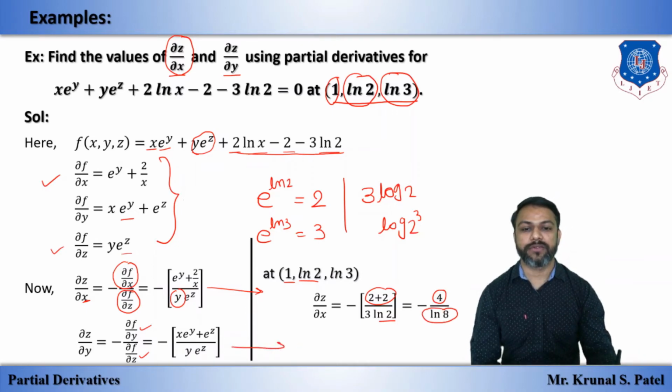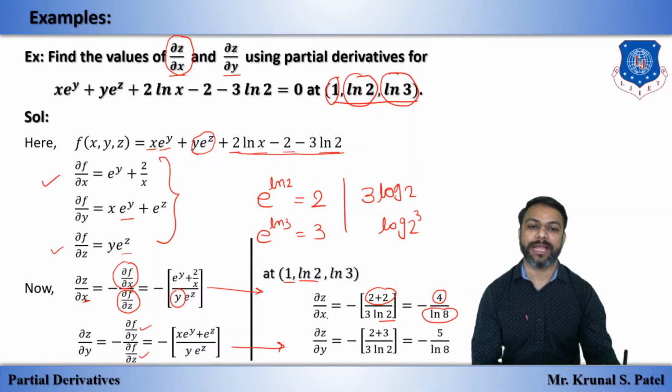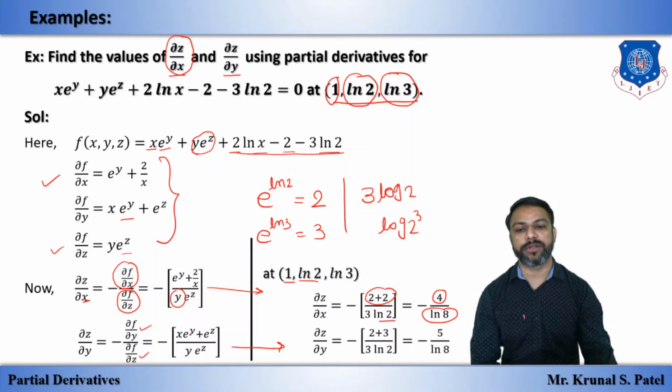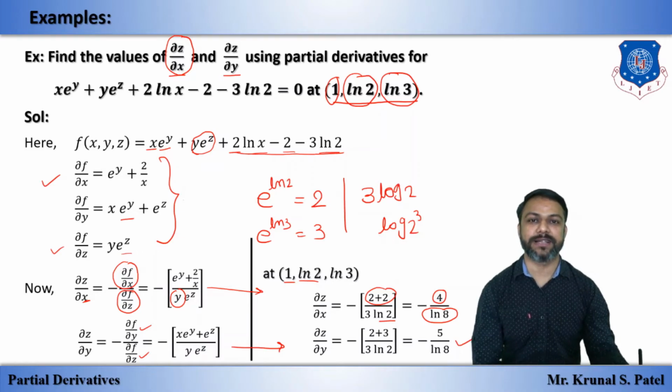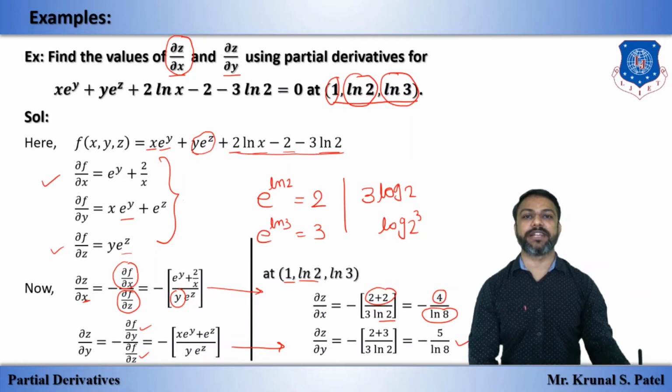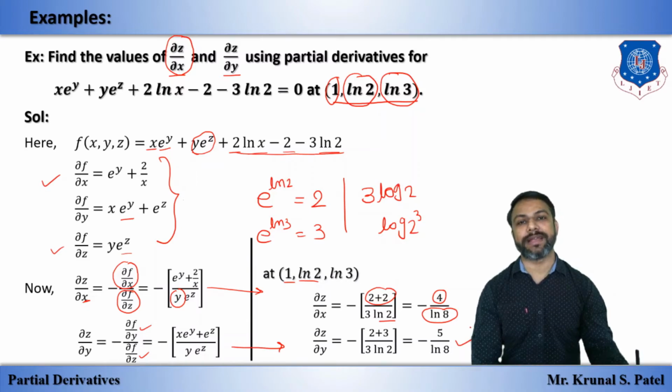In the same way, we will find del z by del y at this point. We will put x, y, and z, and the individual y and z values. Same, we have this answer. So this is the implicit differentiation of three variables.